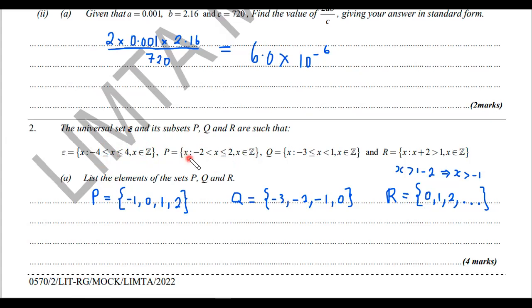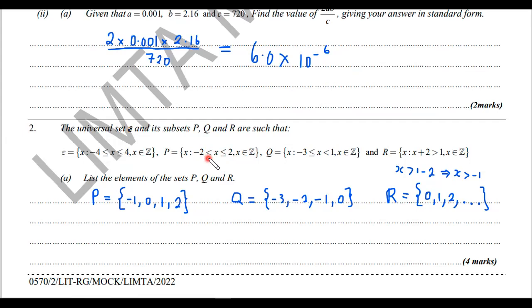Look at the first set. X is such that we have -2 is strictly less than X and less than or equal to 2. Let us see how we are going to state the elements of this set. X is strictly greater than -2. It means that -2 is not part of this set B. So we have to start from a number after minus 2.